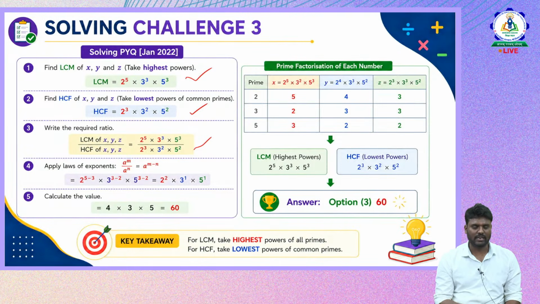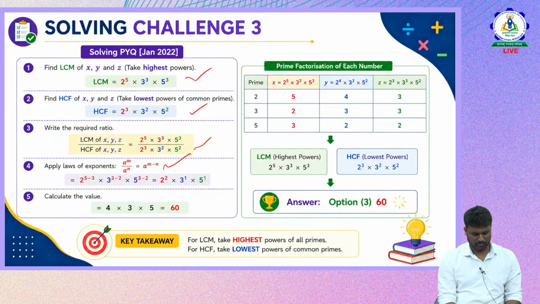Now we can apply the concept of exponents, because if you see, all the bases are the same. Only the exponents are changing here. So we can apply a to the power of m divided by a to the power of n is equal to a to the power of m minus n. So for each and every prime here, we write it in the form of a to the power of m minus n.